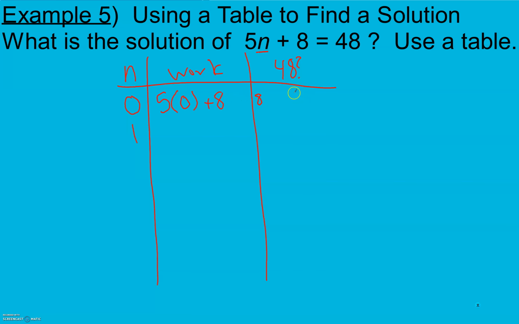Is that 48? No. Now I'm going to try 5 times 1 plus 8. 5 times 1 is 5 plus 8 is 13. Is that 48? No. But a nice thing here is we realize that we're getting closer to 48. We were at 8, now we're at 13. So we know that we're going in the right direction. Let's try a little bit bigger number now because we're still pretty far away. Let's try like 5.